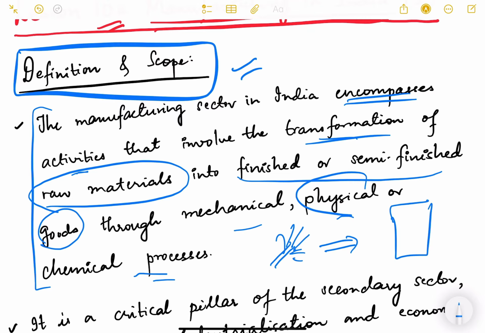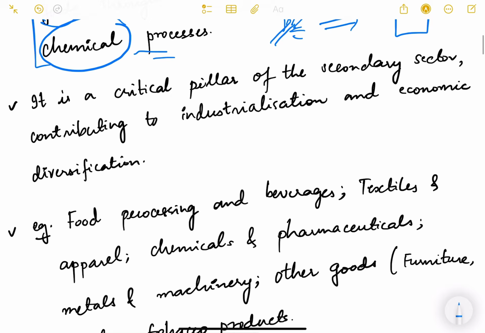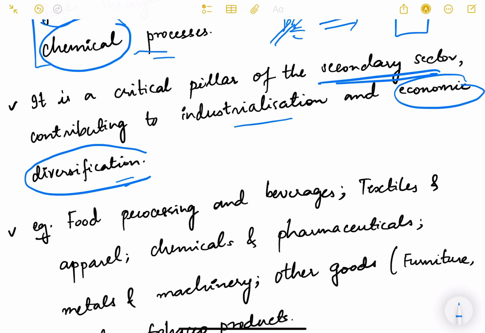So there can be physical process, there can be mechanical process, there can be chemical process. It can be through labor, manpower, it can be through machinery, right? So it can be through anything, but anything which converts raw material into some finished or semi-finished goods, that is called manufacturing. And it is a critical pillar of the secondary sector, contributing to industrialization and economic diversification. So most of our people are dependent on agriculture, we know that. So it is important for economic diversification point of view also.